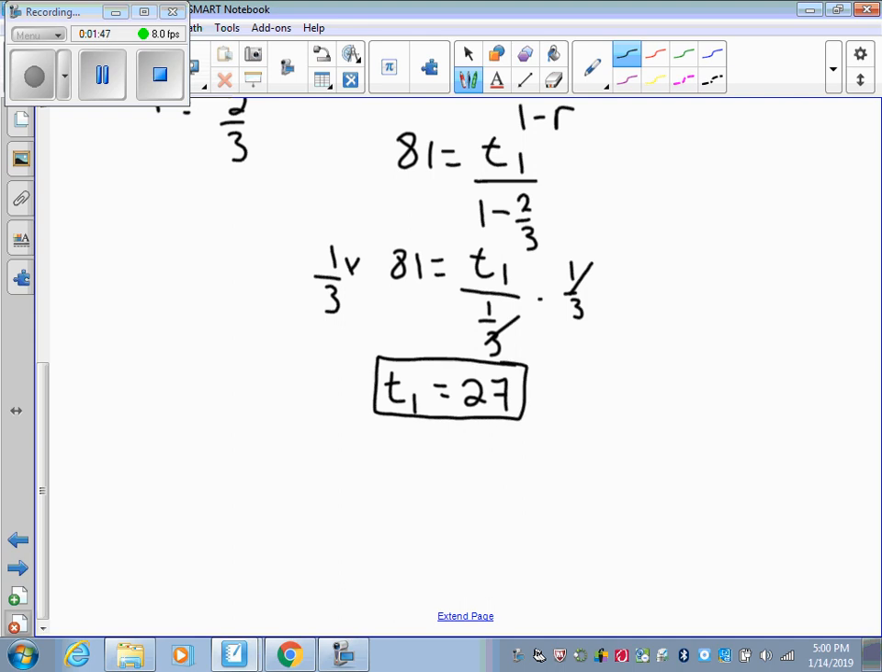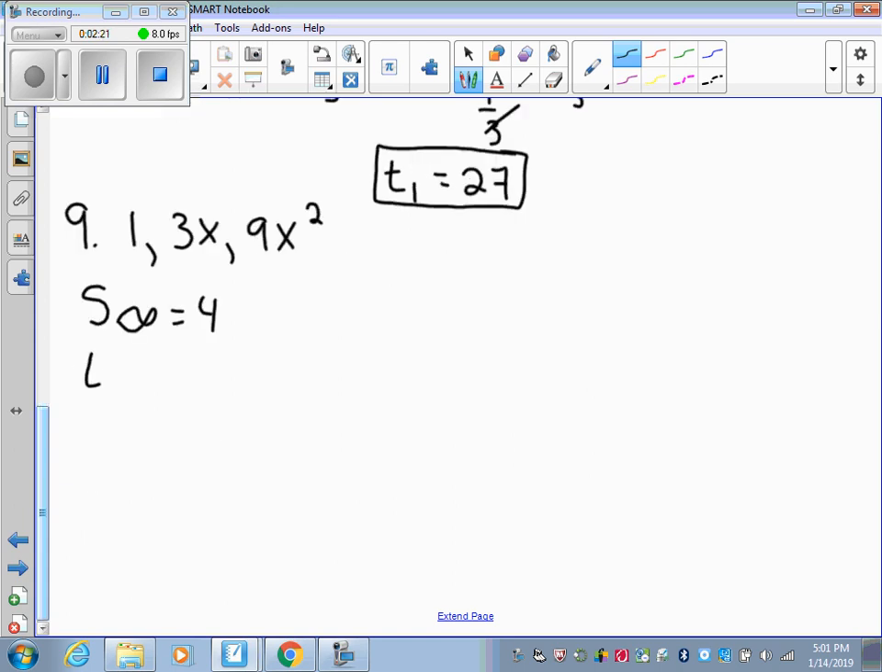The other ones I want to take a look at were number 9 and 10. It tells us the infinite series is given by 1 plus 3x plus 9x squared and so on. So 1, 3x, 9x squared. Again, we're going to have to solve for the value of x, and it tells us it has a sum of 4. So the infinite sum is 4. This time we know our T1, which is 1. We don't know R though, so we need to solve for R using the same formula as before.